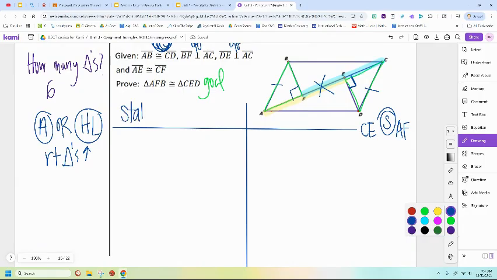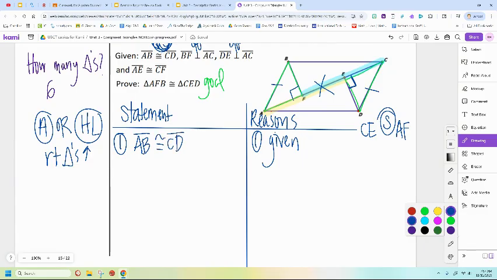All right, statement, reasons, given. Now we have 4 different givens, and that's a lot. So maybe let's process them in smaller groups. You could actually list each one separately and do 4 steps for the given, but I'm going to put them in pairs. So I'm going to do AB is congruent to CD because that was a set of sides. And then I'm going to do AE is congruent to CF.